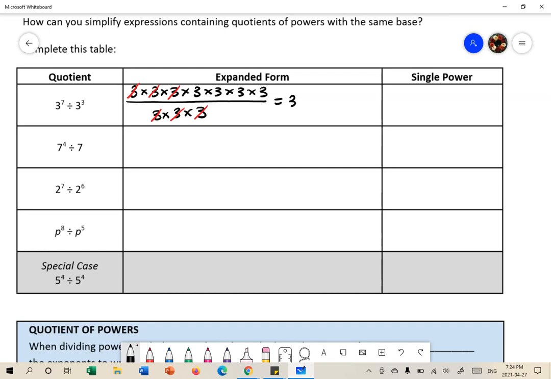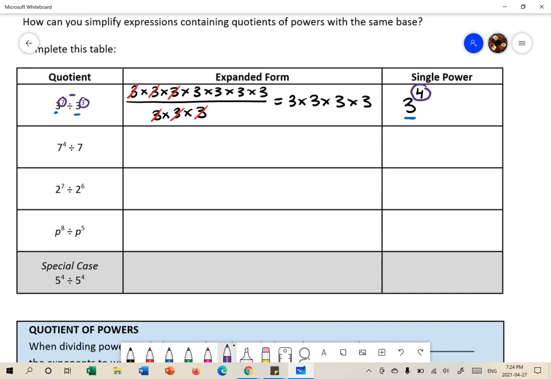So I'm left with 3 times 3 times 3 times 3, which as a single power is 3 raised to 4, which is the same as keeping the base the same, and then subtracting the exponents. Let's practice again.